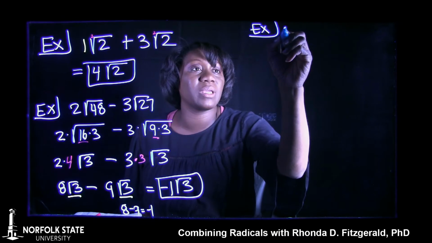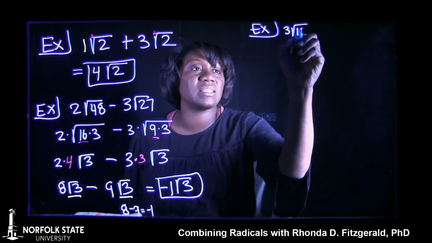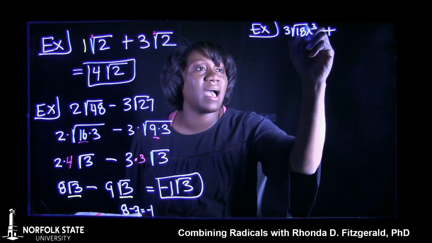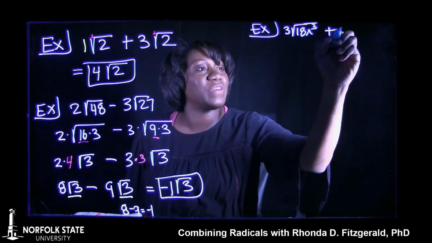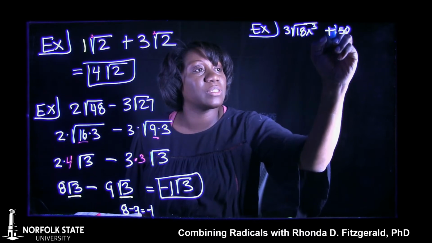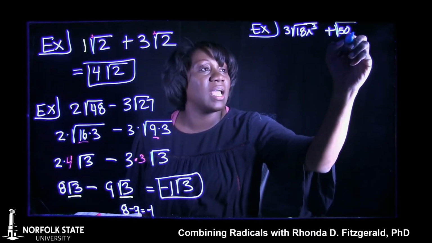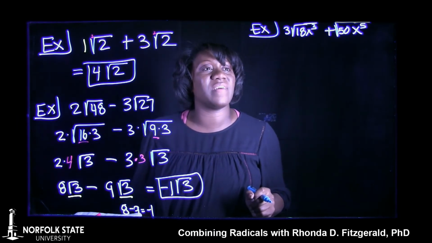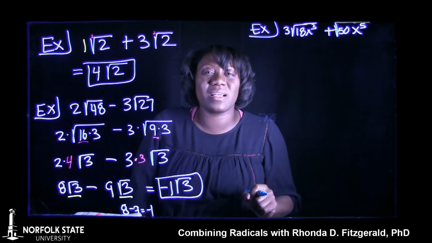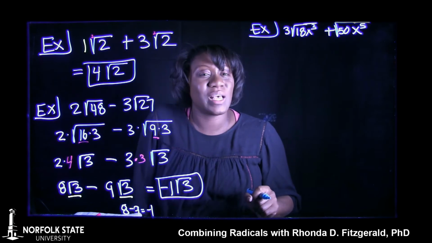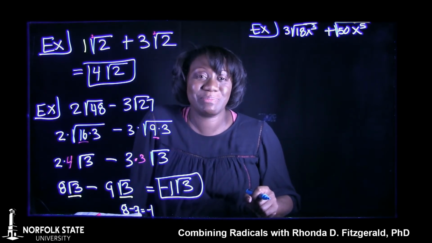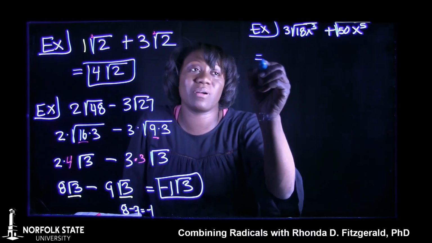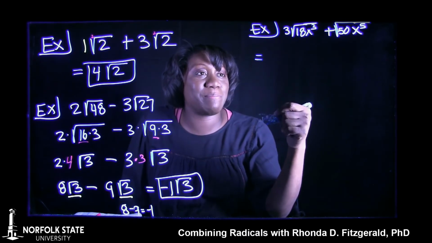So if I have 3 times the square root of 18 x cubed, and I want to add that guy to 50. Oh, square root of 50, I'm sorry, x to the 5th. Square root of 50, x to the 5th. Now we see automatically that they're not like radicals, so we know some work has to be done in this case. So that should get you excited. Let's break this down from using our previous methods.